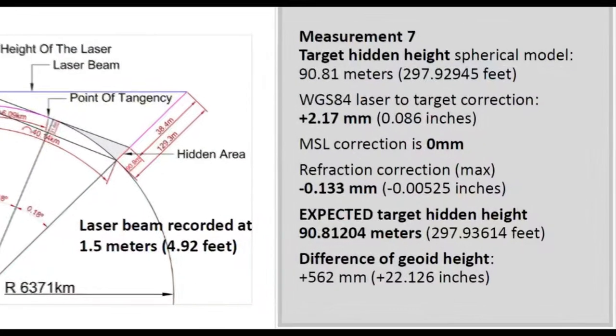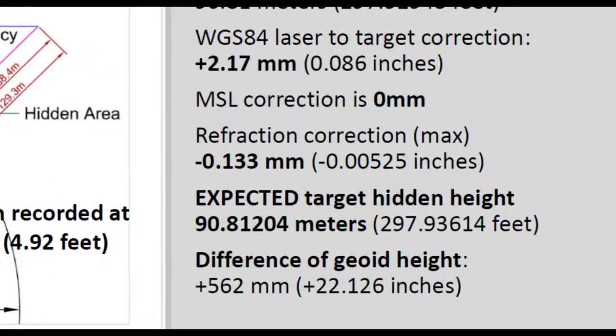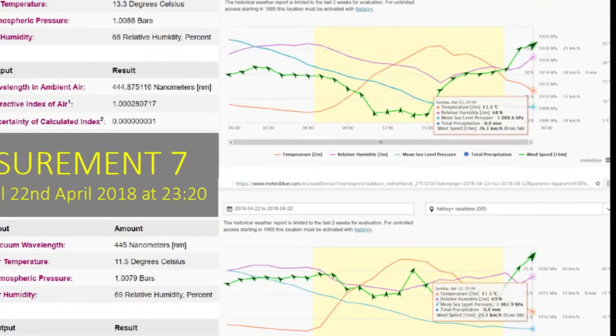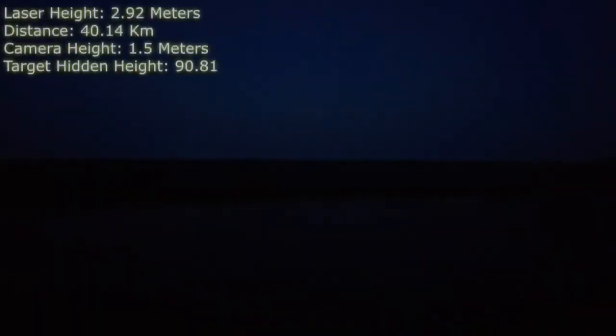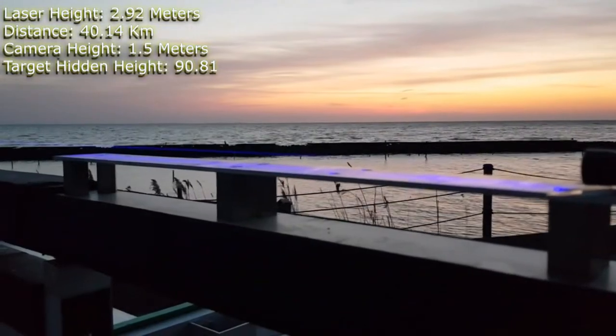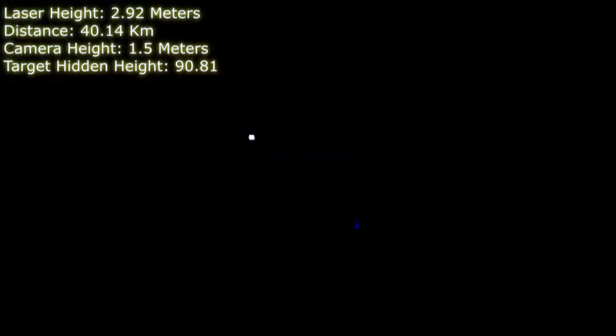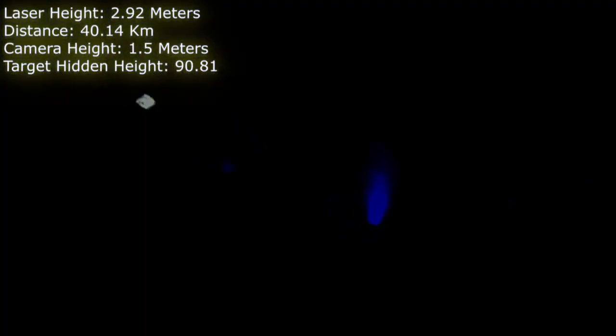The parameters and outcome of measurement 7 were the same as the one from the previous night. The only difference was the maximum refraction of 0.133 millimeters caused by the slightly different ambient conditions. The observers should not have seen the laser at any height below 89.3 meters, or 293 feet, but the beam was recorded from a height of 1.5 meters, or 4.92 feet.